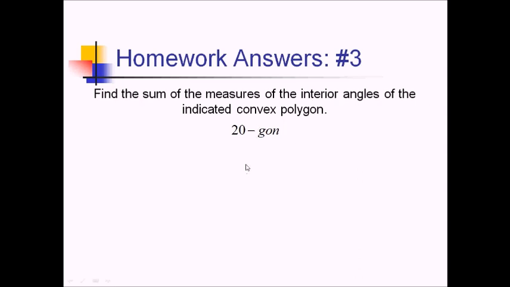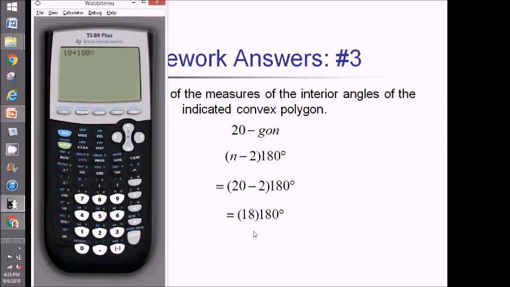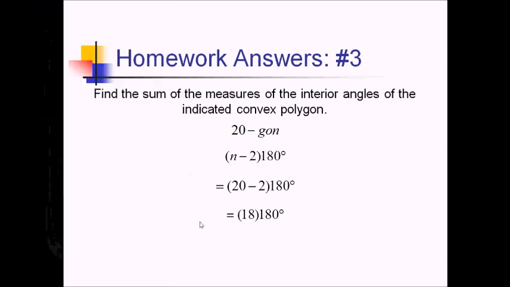For number 3, we want the sum of the interior angles for a 20gon. So we'll use n minus 2 times 180 for this. That'll be 20 minus 2, or 18 times 180. Calculator time. So 18 times 180, that'll give us 3,240 degrees for that one.